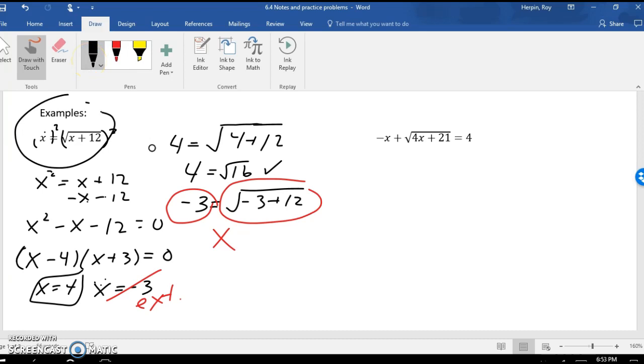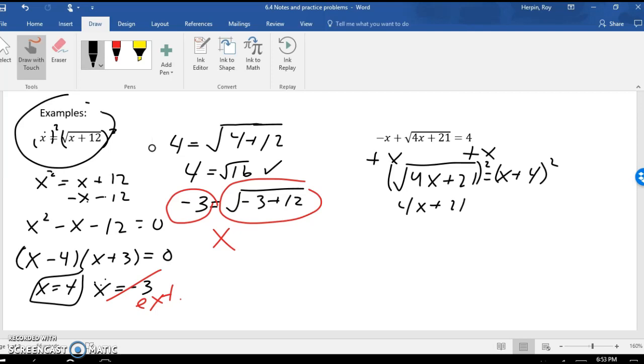So now let's go over to the next one. So I got to isolate the square root, so I'm going to add x to both sides. Square root 4x plus 21 equals x plus 4, or 4 plus x, however you want to write it. And then, because the square root's isolated, I'm going to square both sides. On the left, I just get 4x plus 21.